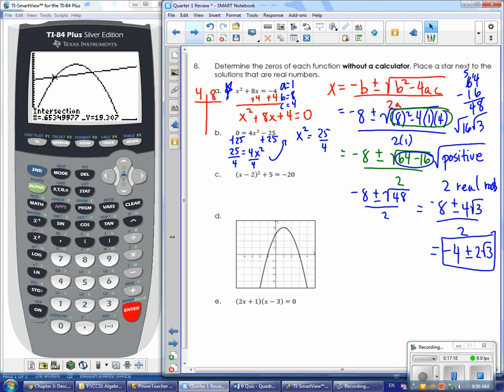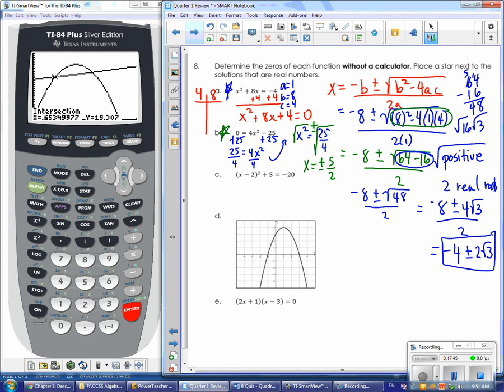To solve this equation, I'm going to take the square root of both sides. And when I do, I have to remember that there's going to be two roots. So I'm going to include a plus or minus symbol. So that means that x is going to equal plus or minus the square root of 25 over 4. Well, I can split the square root up and take the square root of 25, which is 5, and divide that by the square root of 4, which is 2. And both of those numbers are also real. So I'm going to put a star next to that number.